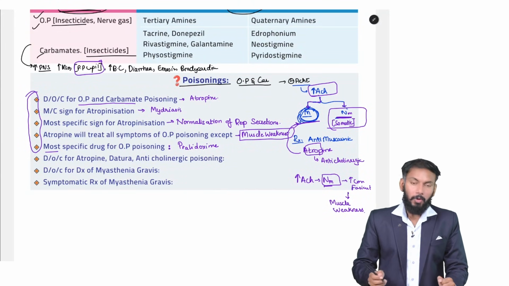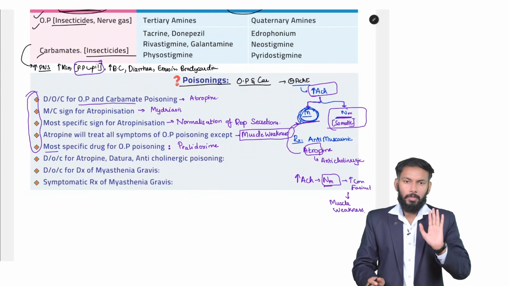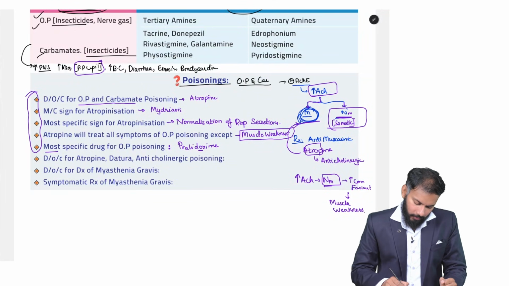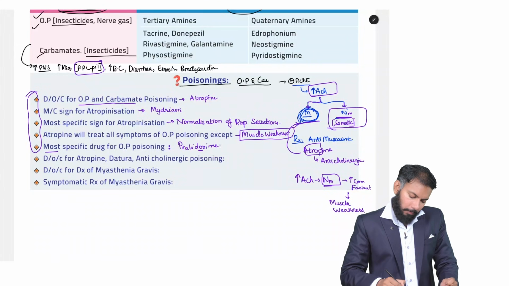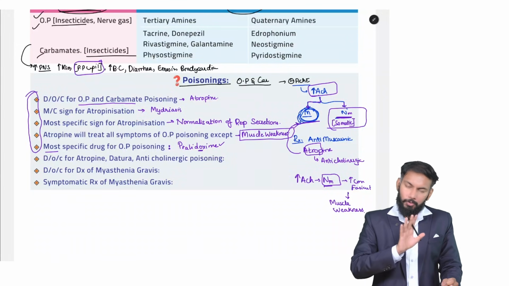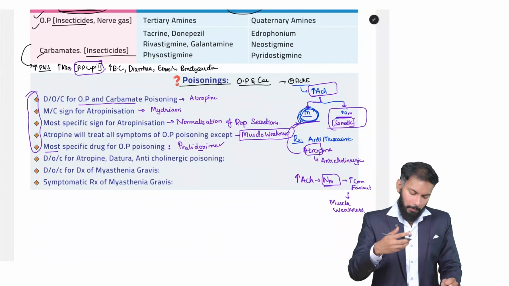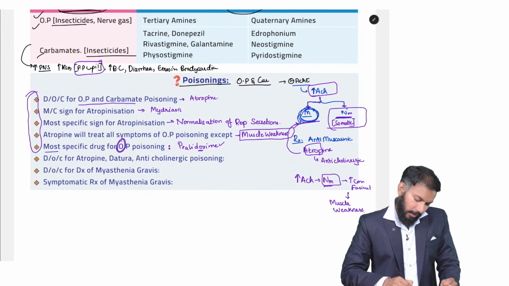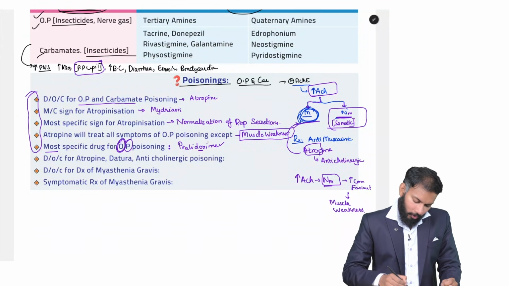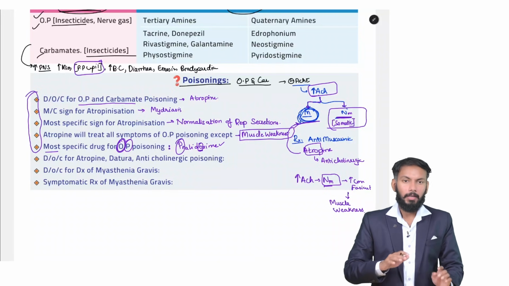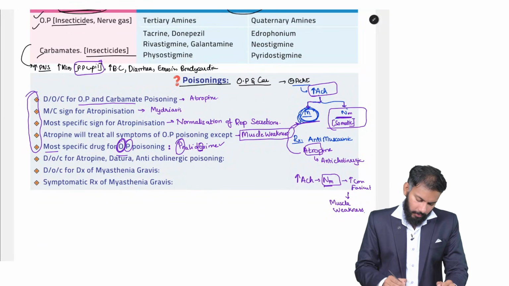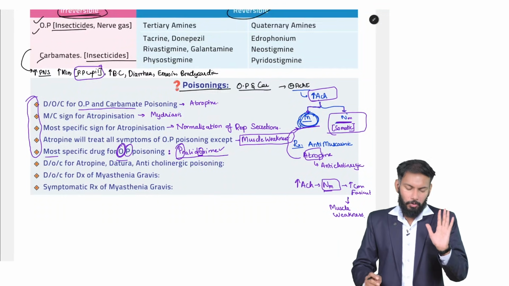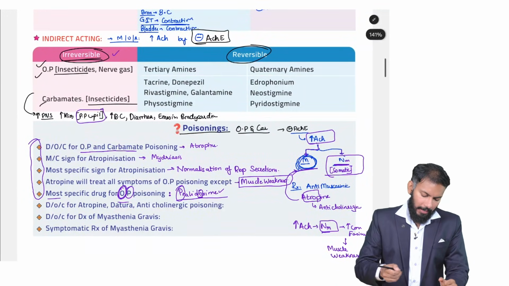Yes. Now, the most specific drug for organophosphate poisoning is oximes, pralidoxime. But the important thing is oximes can be used only in OP poisoning. It is not used in carbamate poisoning. Now, how can you remember this? Please try to see here, organophosphates OP, pralidoxime OP. That's all. Done. Now, if you understood this much, we are done with the irreversible.